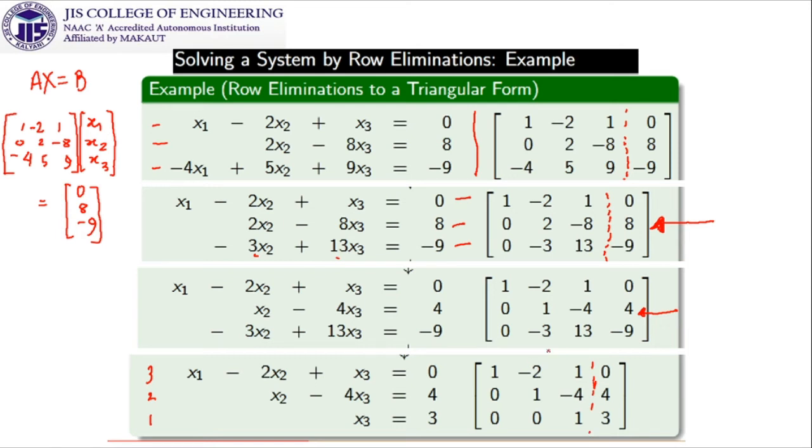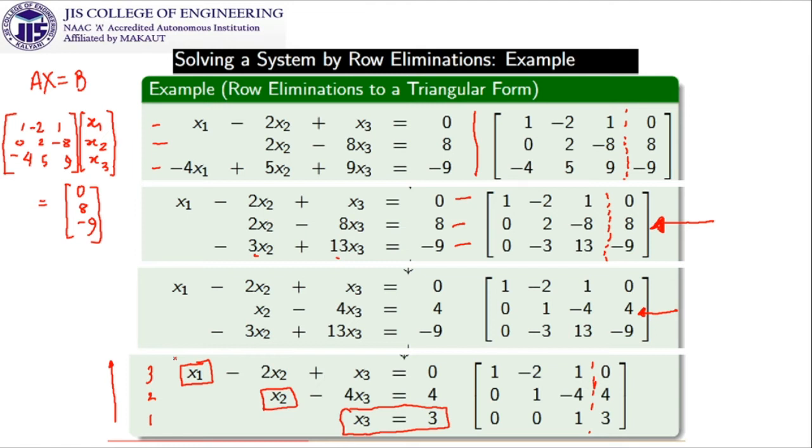Now from the back substitution method, you can decide that your x3 is equal to 3. You can substitute this x3 equal to 3 here, and you can get the value of x2. And you can substitute the values of x3 and x2 in the first equation, and you will get the value of x1. So this approach will give you the solution of the system.